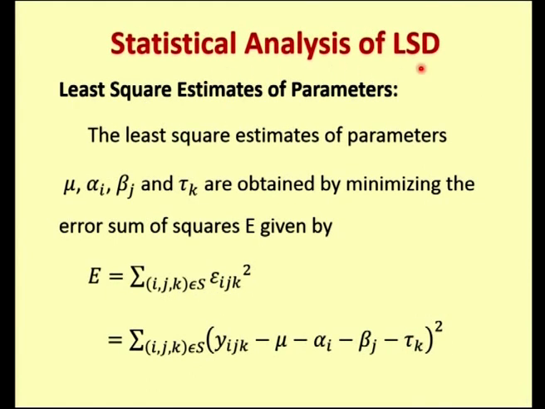And let us have the statistical analysis of LSD. First, we will find the least square estimates of the parameters mu, alpha i, beta j and tau k, as usual by minimizing the error sum of squares. So, here the error sum of squares is the summation over triplets ijk belonging to S of epsilon ijk the whole squared. As I pointed out earlier, this epsilon ijk squared is obtained from the model that we have assumed. So, it is the summation over ijk belonging to S of yijk minus mu minus alpha i minus beta j minus tau k the whole squared.